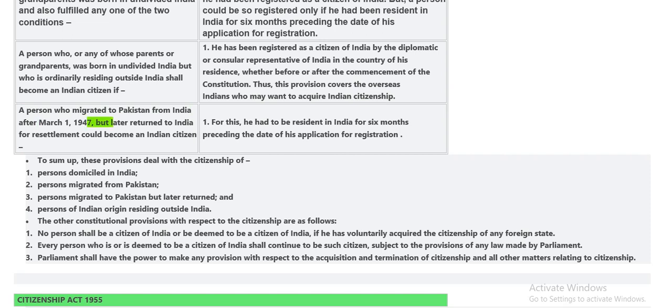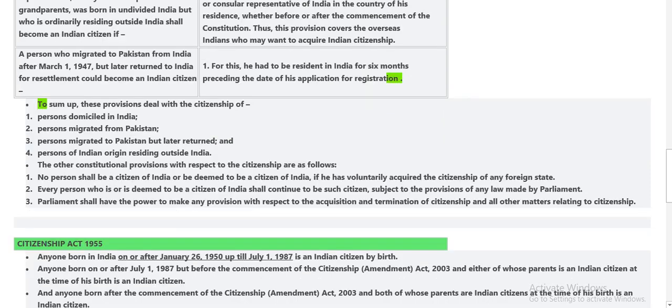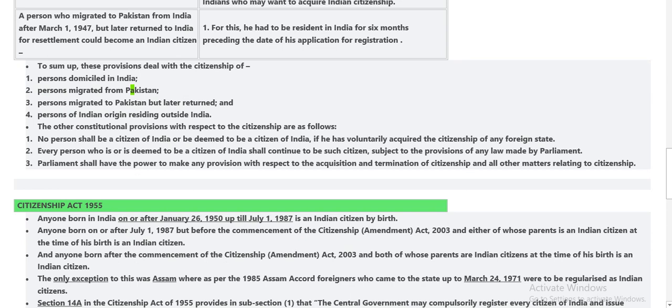A person who migrated to Pakistan from India after March 1, 1947, but later returned to India for resettlement could become an Indian citizen. For this, he had to be resident in India for 6 months preceding the date of his application for registration. To sum up, these provisions deal with the citizenship of persons domiciled in India, persons migrated from Pakistan, persons migrated to Pakistan but later returned, and persons of Indian origin residing outside India.